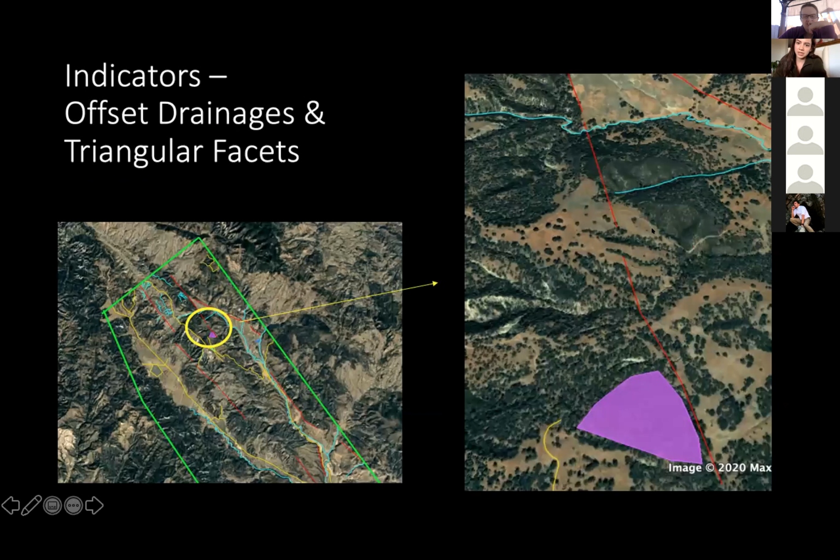And then another thing was some beheaded drainages, some offset drainages, and what I think is a triangular facet. And this is a lot better in Google Earth than in the hillshade. So I just started to do a lot of geomorphic mapping on Google Earth to try to find more indication of my fault traces in the complex northern area.